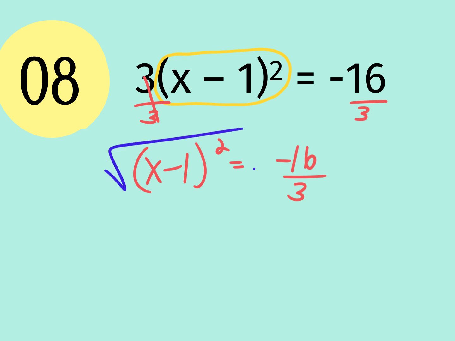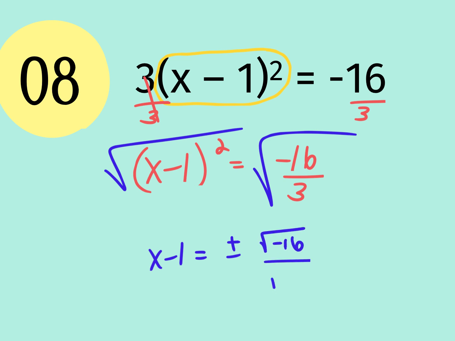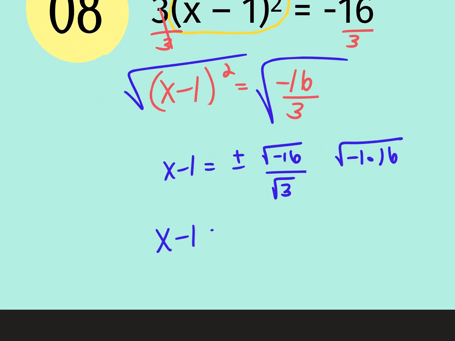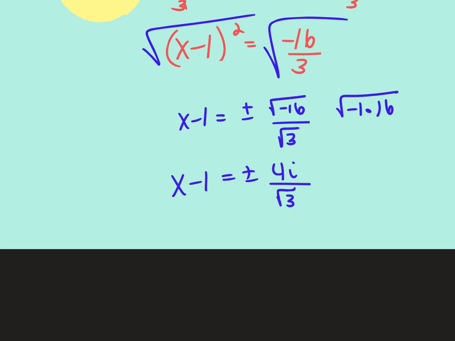Now that my binomial squared is all by itself, what can I do? Take the square root. Good. So guys, x minus 1 equals, this is plus or minus, the square root of negative 16 over the square root of 3. Remember that. So the square root of negative 16 is negative 1 times 16. What does that simplify to? Perfect. 4i over the square root of 3. Is that okay? Can I just go ahead and add 1 to both sides? No, we cannot have radicals in the denominator, and you cannot have i's in the denominator. Please, please, please don't forget that.